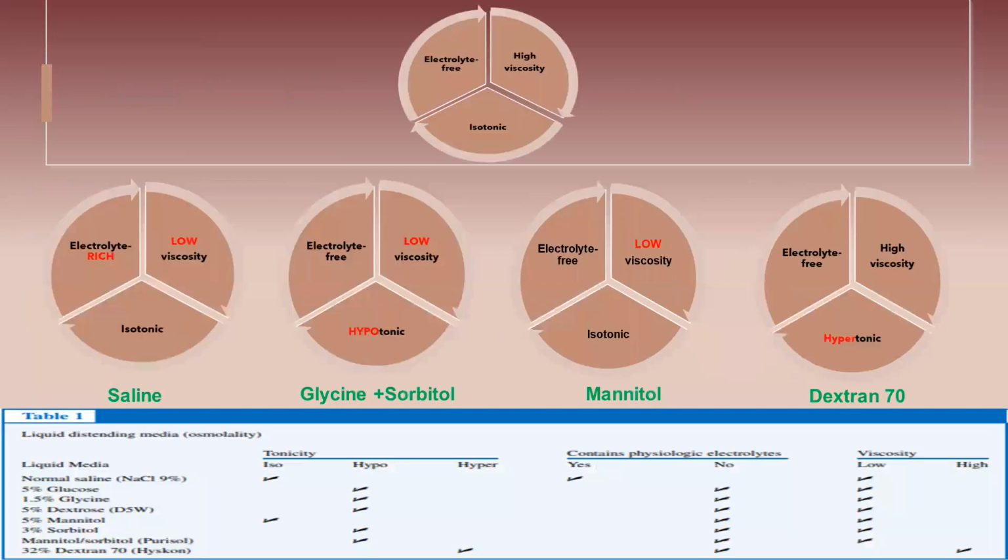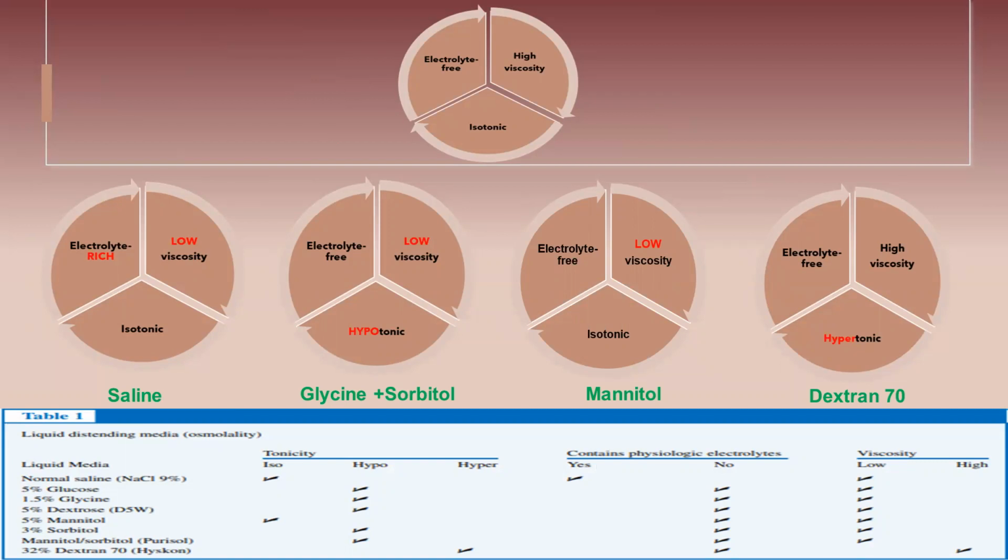If we apply this rule on the available solutions used for hysteroscopy, as mentioned in many textbooks, you will find none of the following fluids fulfill the criteria of ideal distension media.